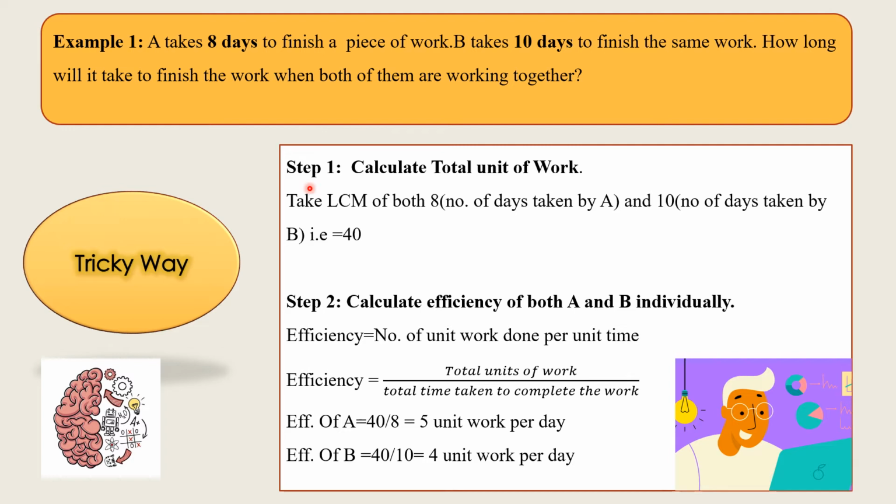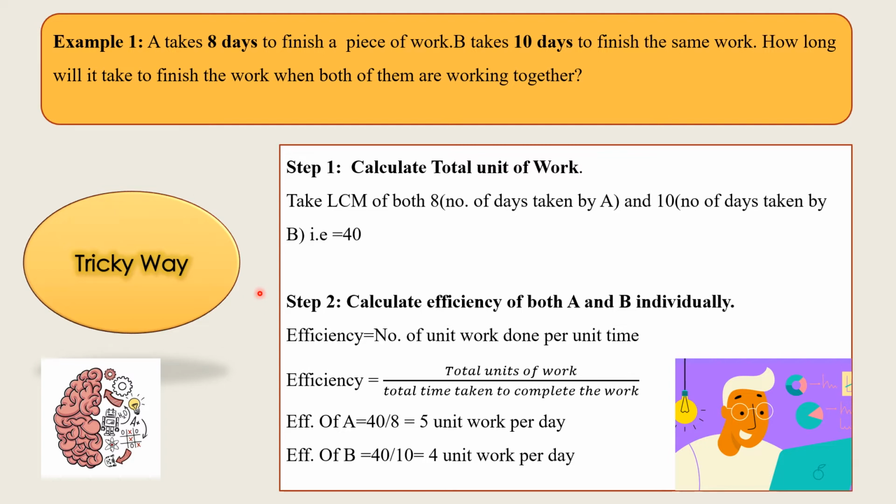So the first step is to calculate the total units of work. That can be calculated by taking the LCM of 8, that is the number of days taken by A, and 10, the number of days taken by B. So that comes to be 40. Now let's go to the second step.